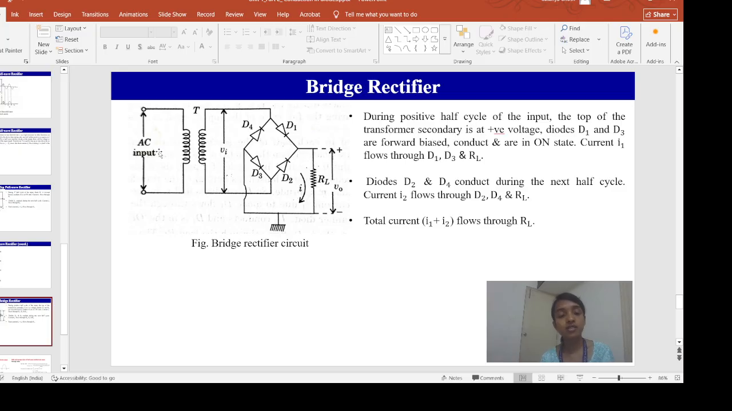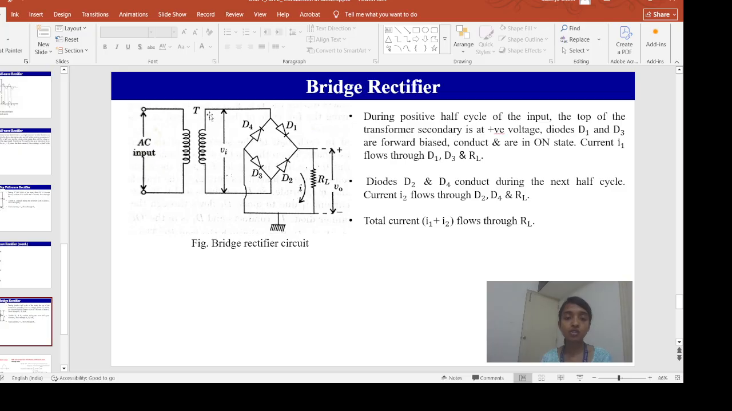So for the positive half cycle of the input signal, this is positive, this is negative. Similarly, in the secondary of the transformer, we will get this positive and this negative. It can be a step up or step down transformer, so it will just modify the magnitude of the voltage, nothing else, right? But the polarity of the voltage will remain the same. If for the positive half cycle of the input signal this is positive and this is negative, here also it will be positive and negative.